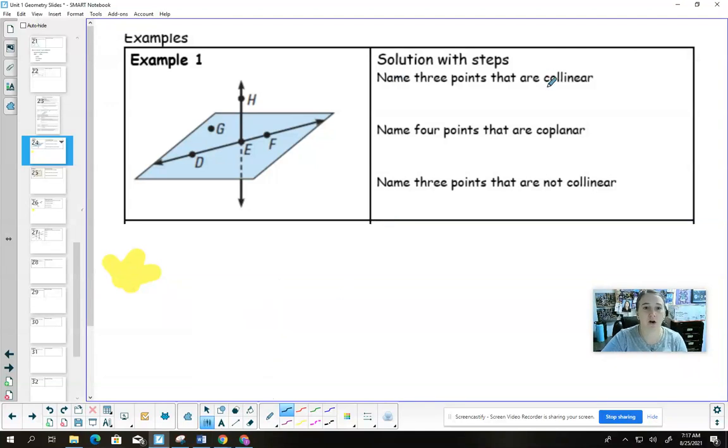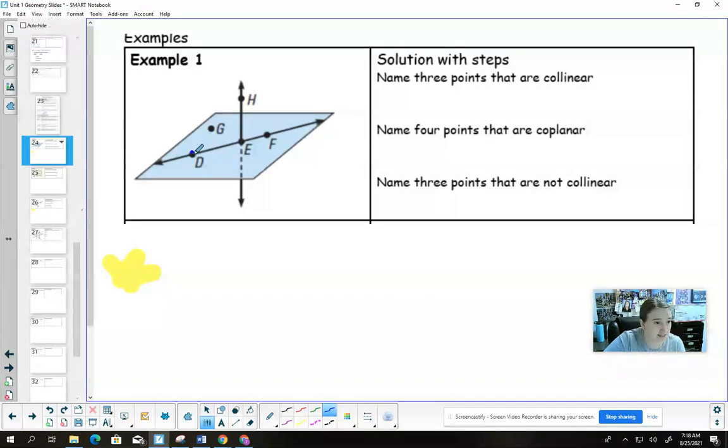We need to name 3 points that are collinear. So remember, guys, co is like co-pilot, co-worker. You guys work together. So collinear points, right, are points that are on the same line. And again, that's in your vocabulary. So we just need to name 3 points that are on a line. Well, we only have 2 lines here, right? We've got this one and we've got this one. Only one of those lines has 3 points on it. What are those 3 points that are on a line?